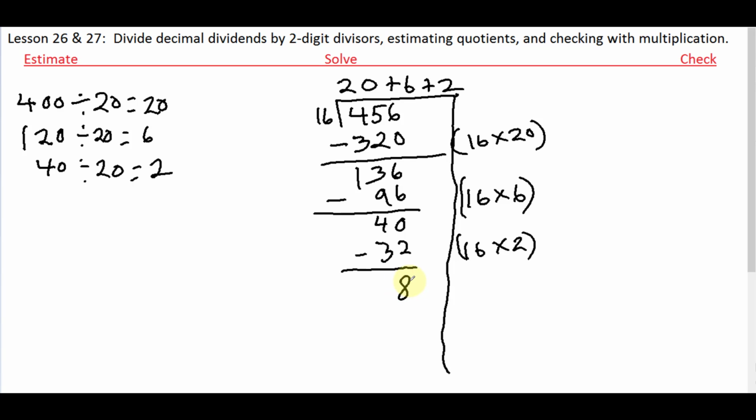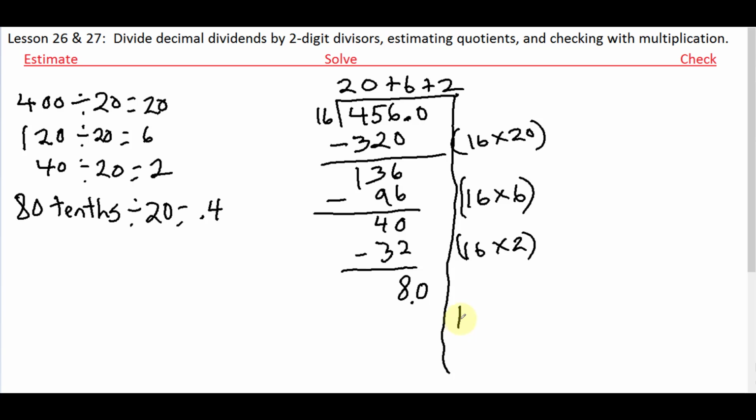Today we are going to move forward and not leave any remainders by dividing into decimals. Since we cannot divide 8 by 16, we are going to rename our 8 as 80 tenths. So when we go to estimate, we're going to do 80 tenths divided by our estimate of 20, leaving us with 4 tenths. And so our partial quotient here is going to be 4 tenths.